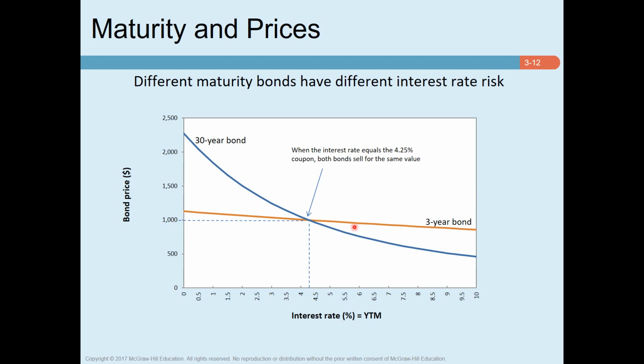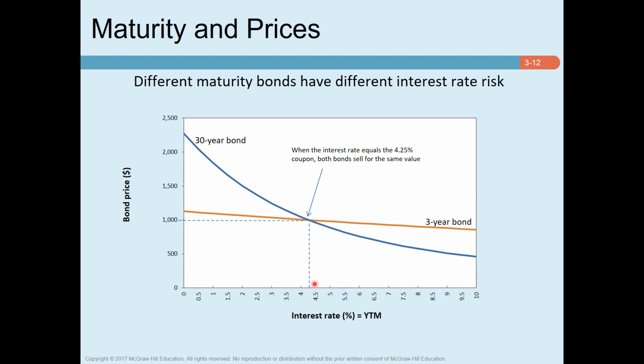So in the case of this yellow line, you can see it shows the value of a 4.25% bond. And it shows the relationship between the prices at the different YTMs. Okay, so you can see that as yield to maturity falls, if you move from right to left, the bond price increases.